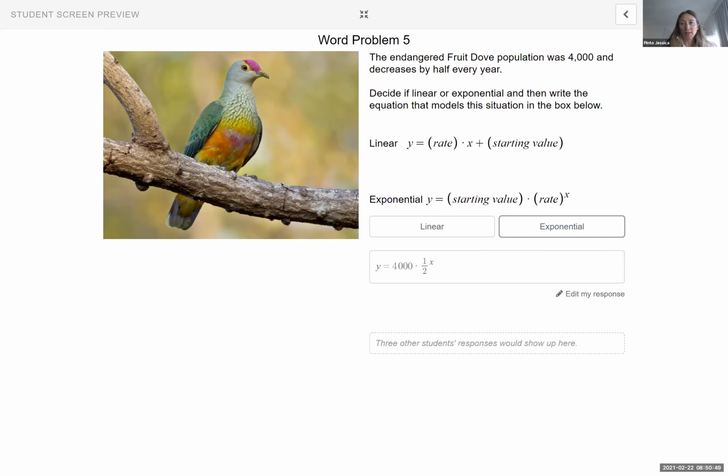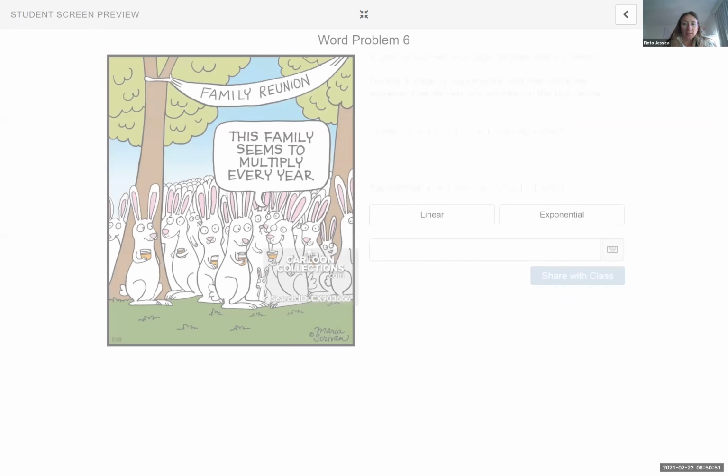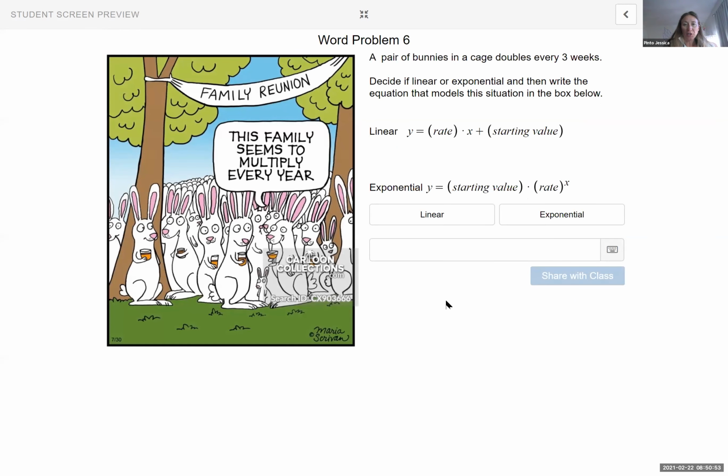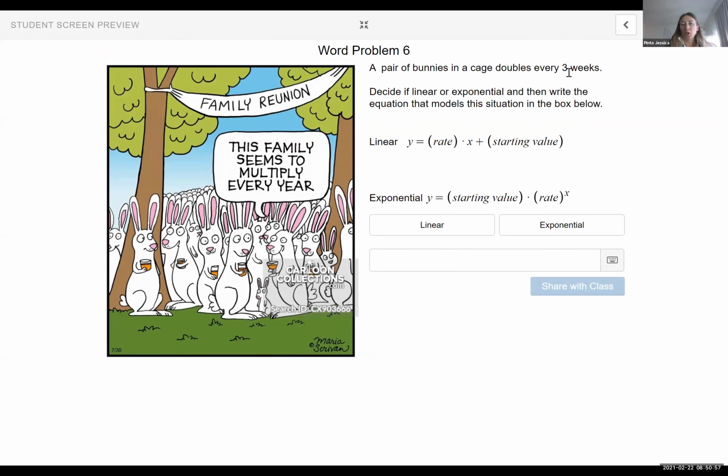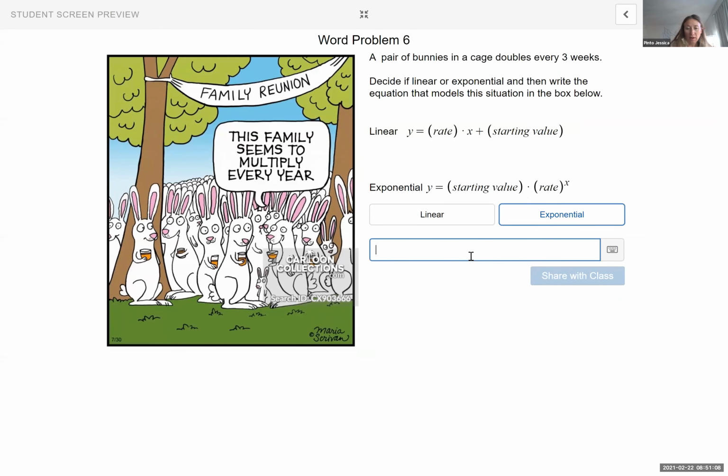Got a couple more just to look through quickly. We've got the population of bunnies doubles every 3 weeks. So unless I have a number of weeks, I'm just going to ignore the 3 on this. I can tell that it's exponential because it's doubling. So I've got y equals, a pair of bunnies means 2 bunnies. So we started with 2, and then we're timesing by 2 every 3 weeks.